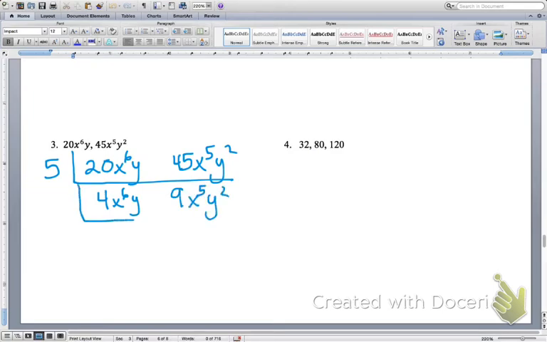We're going to go ahead and do the next ladder. Now 4 and 9 actually have no numbers in common. So 4 only divides by 2, and that does not go into 9. So we're going to move on now to our variables.